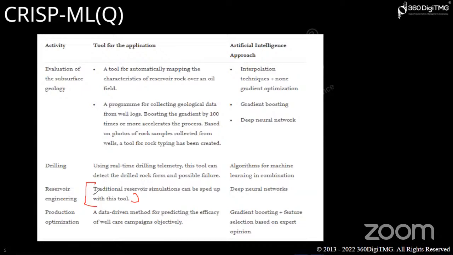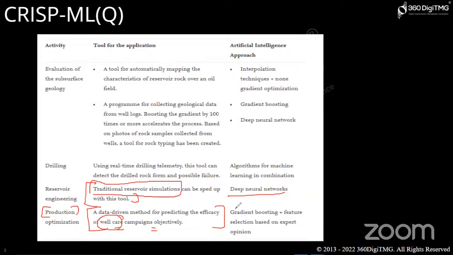We can speed up the simulations that are associated with traditional reservoirs. We can use some techniques like deep neural networks also in this case. When it comes to production optimization, a data-driven method for predicting the efficacy of well care campaigns. So we are going to deal with the different wells. This is also very important.